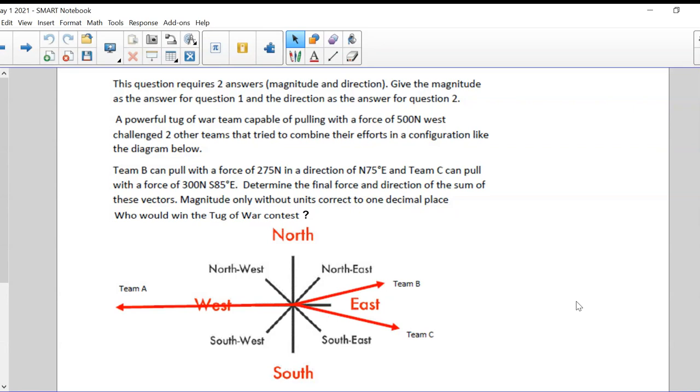But how do we tackle something like this? Do we have any ideas? Is there anything that we did maybe yesterday that might help us to figure out what the sum of all of this is? What force represents the final force of all of this? And which direction are we going in? Are we going to be pulling more to the west or pulling more to the east? That's really what I'm after here.